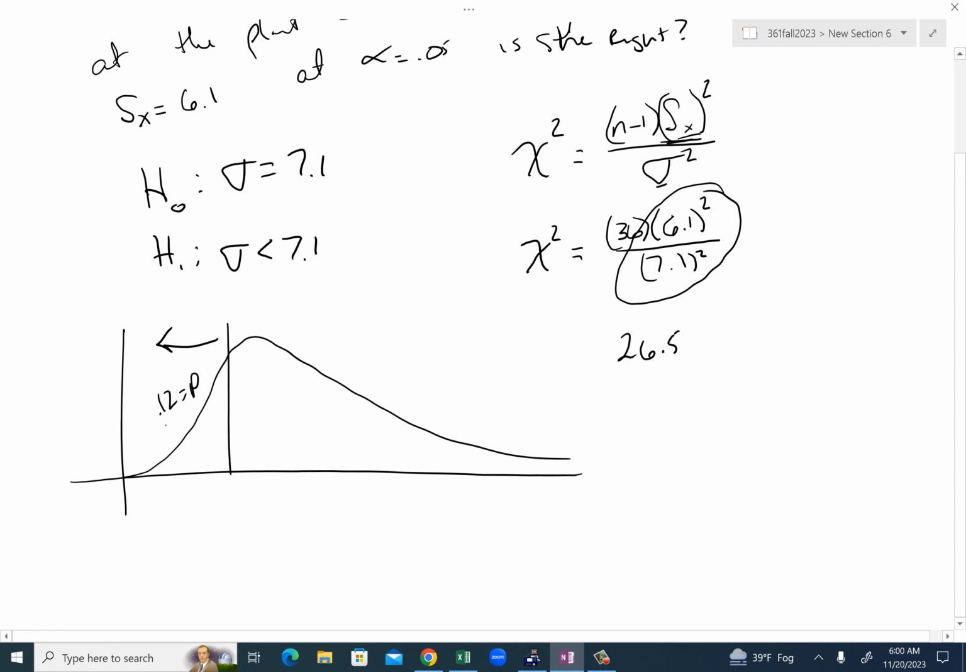Now, again, P is 0.12. Well, that's bigger than alpha, so we're going to do what? We're going to fail to reject. In other words, there's a 12% chance of that. Our BS level is 5%, so we're going to fail to reject H naught. And then what happens here?